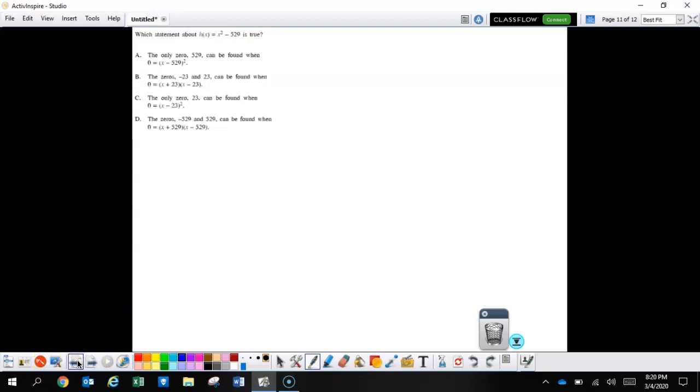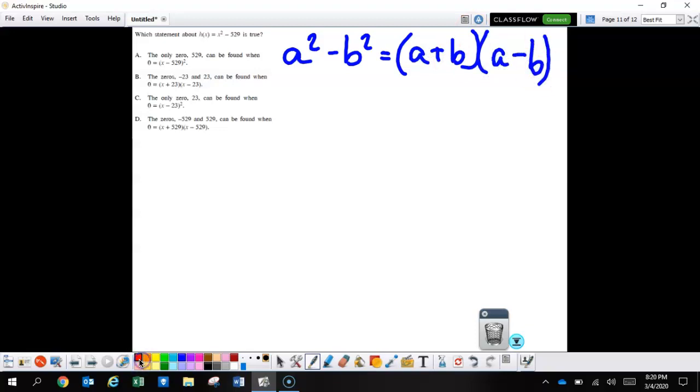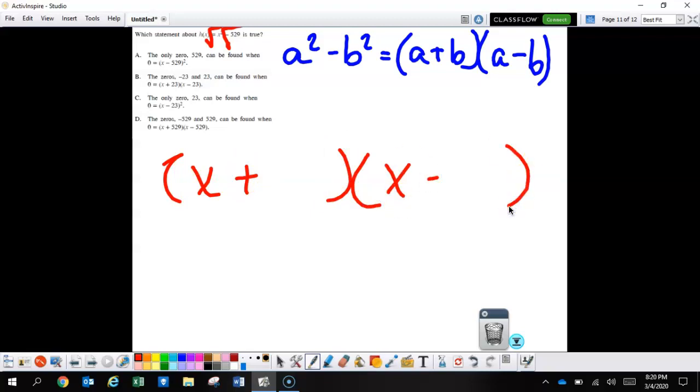Is it the last one? No, 2 more. Which statement about h of x equals x squared minus 529 is true? So again, I talked to you about this being a difference of squares, where a squared minus b squared equals a plus b times a minus b. So basically you can take the square root of both of these terms, right? So this is going to turn into x plus and then x minus. Hey Google, what's the square root of 529? Square root of 529 is 23. So it's x plus 23 and x minus 23.